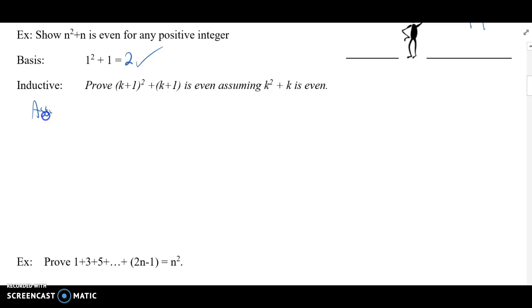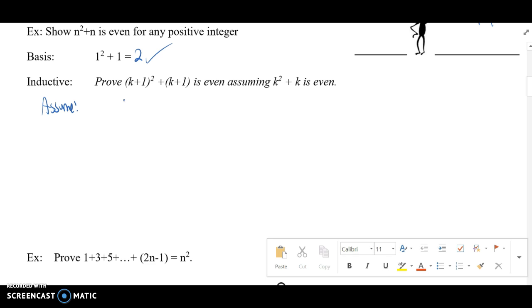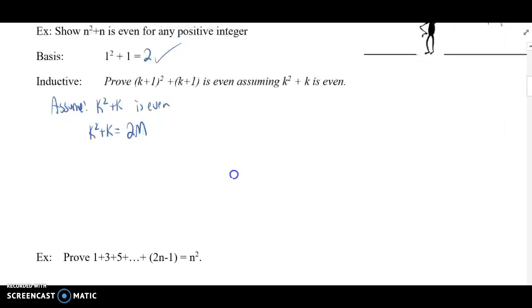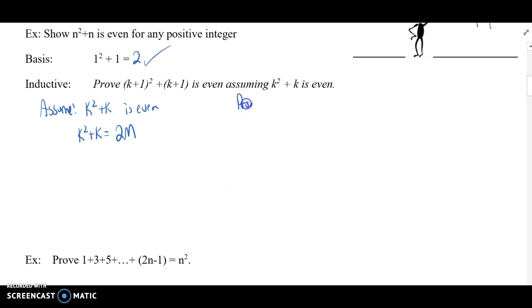First, we are going to assume that it works for some value. Since the formula has n in it, we're going to say, how about some value k? So assume that k squared plus k is even. In other words, we're going to say that k squared plus k is equal to some even value, 2m, where m is any value, and that means that 2m has got to be even. Then we're going to prove that k plus 1 squared plus k plus 1 is even.